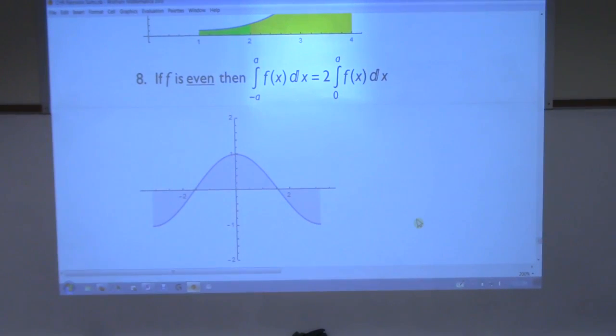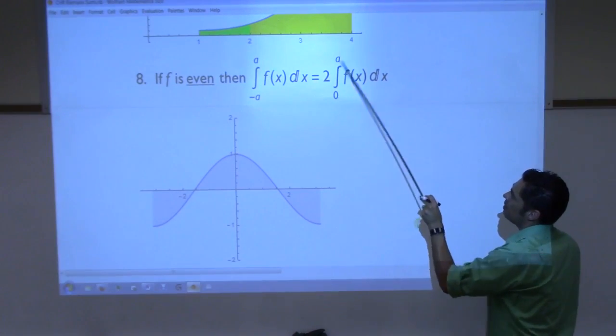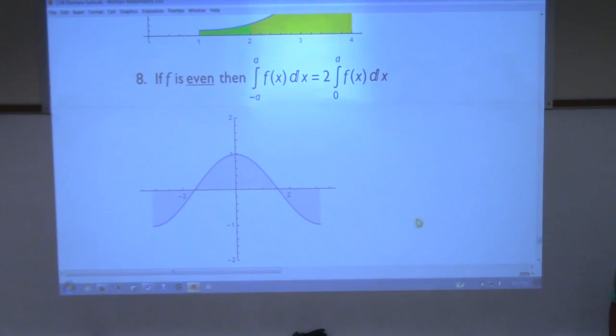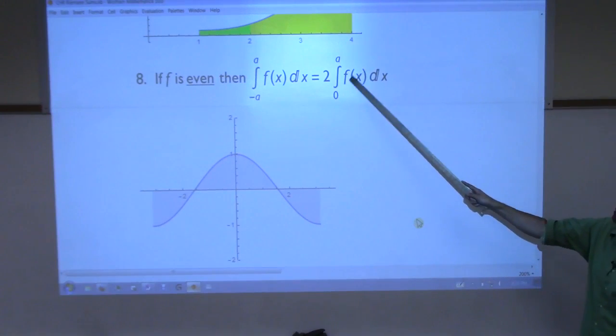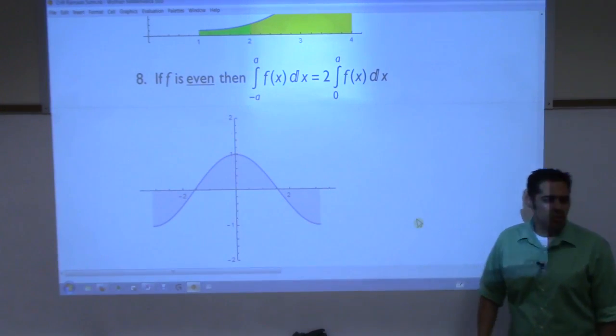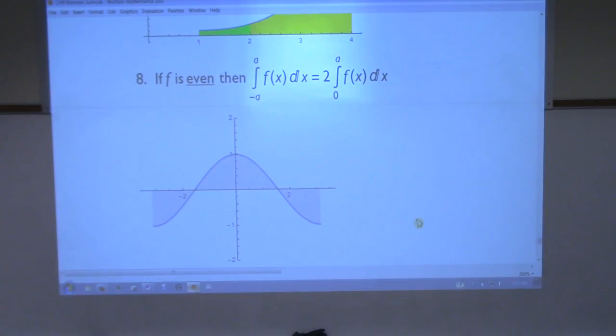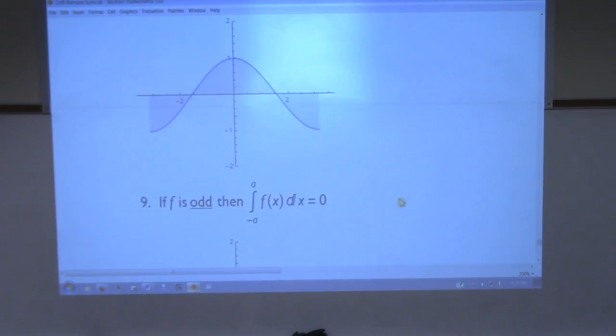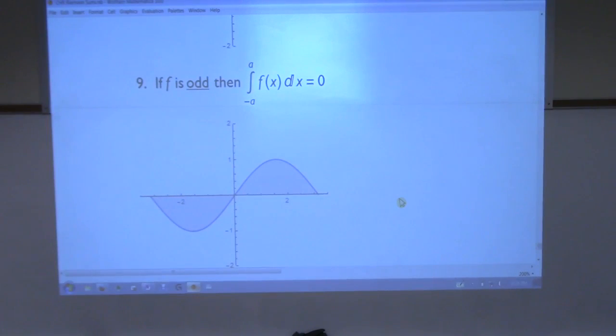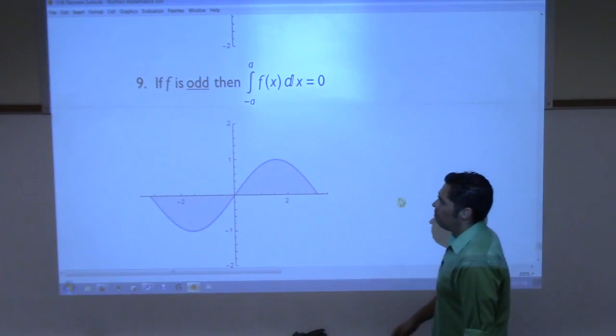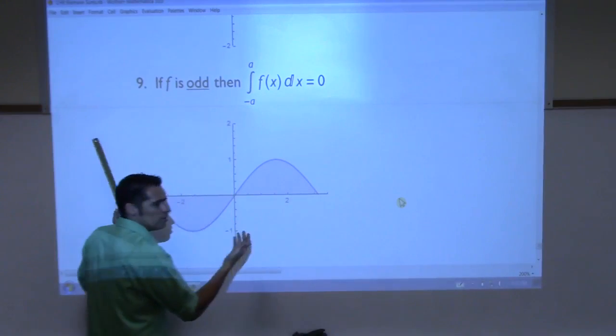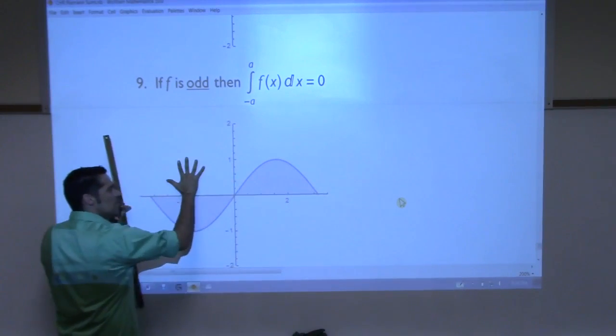Okay. What if I change that even to odd and leave everything else here? What do you think this will be? If it's an odd function, think about what odd functions look like. What do they look like? Or are you giving me an answer? Zero. Yes, good. So a good example of an odd function is a sine curve. Sine curves are odd. So odd functions are double reflections. It's reflection over y followed by reflection over x.